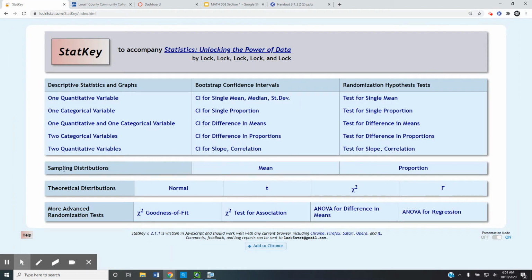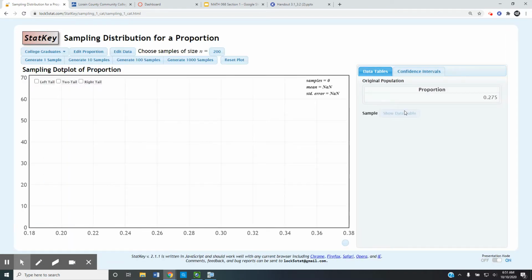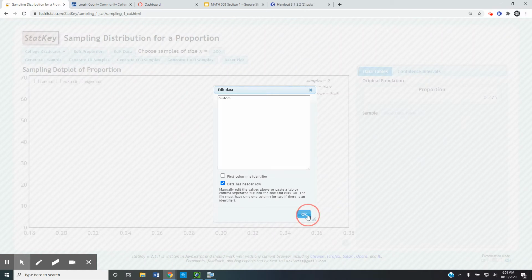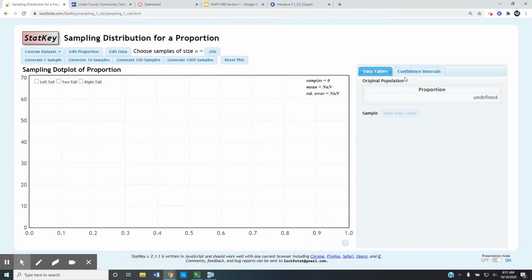So I'll go out here and I'll go to a sampling distribution, and I'll use a proportion. And the proportion that I actually have is 275. So I think I'll edit the data. No, I won't edit the data. I'll just leave it. It's a 275. It's easier just to simply roll with the one that we have here. So if I run this test, and let's say I run this test one time.